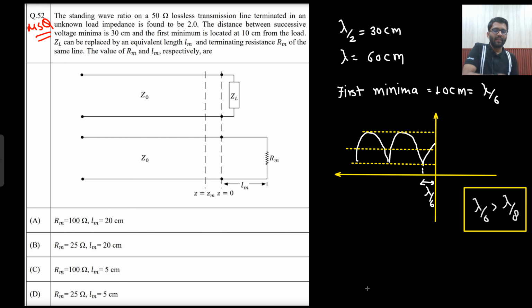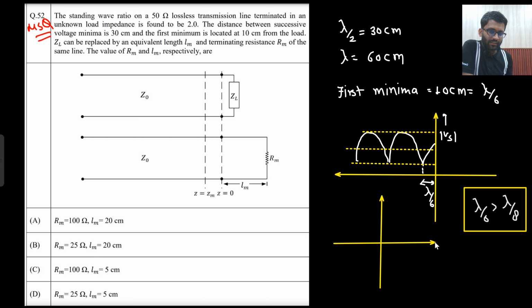Now, at lambda by 6 you are getting your first voltage minima. This is the VS diagram we have drawn. So which kind of load is that? It is a capacitive load. If it is a capacitive load, can I show it on the Smith chart? Yes. The capacitive load could be anywhere, so where would it be? It would be in the fourth quadrant or the third quadrant. What do you think? The ZL value will be in the fourth or third quadrant.